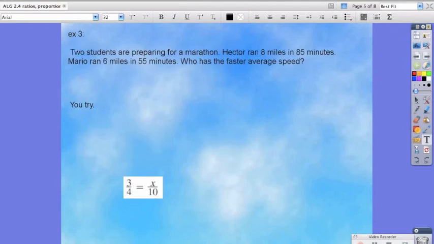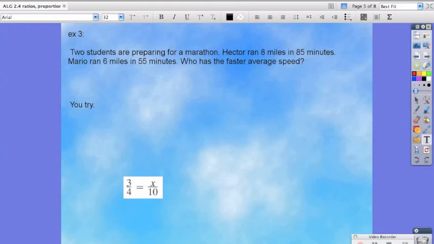Now it's your turn. Oh, I'm sorry. We're going to try one more problem. That's a word problem. So we have 2 students who are preparing for a marathon. Hector ran 8 miles in 85 minutes. Mario ran 6 miles in 55 minutes. The question is, who has the faster average speed?